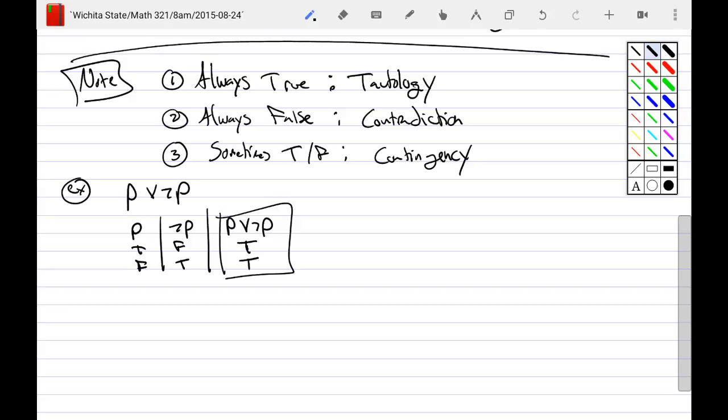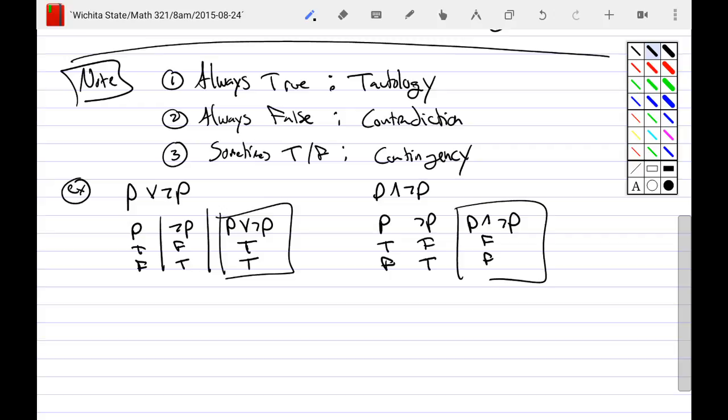I'm standing or I'm not standing. That's always true, right? On the other hand, what is P and not P? Well, again, P is true, false. Not P is false, true. P and not P. What is true and false? False. What's false and true? False. And so that would be a contradiction. So that is a contradiction, and the one before is a tautology, which would make sense as well. I am standing and I am not standing. That's always false.